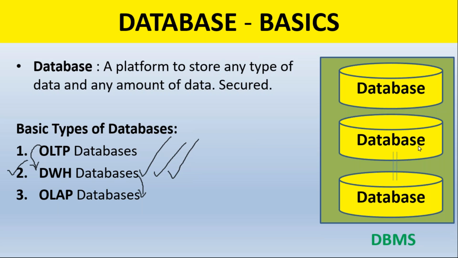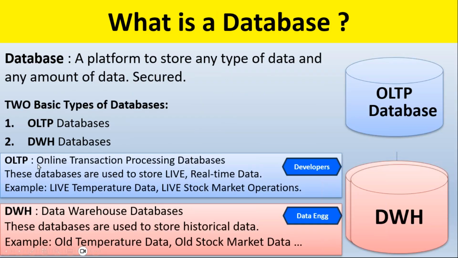What is warehouse? Let's see. OLTP stores live real-time data, live temperature, live stock market activities. Whereas data warehouse is all about historical data, inactive data. Our main job role is all about data warehouse.